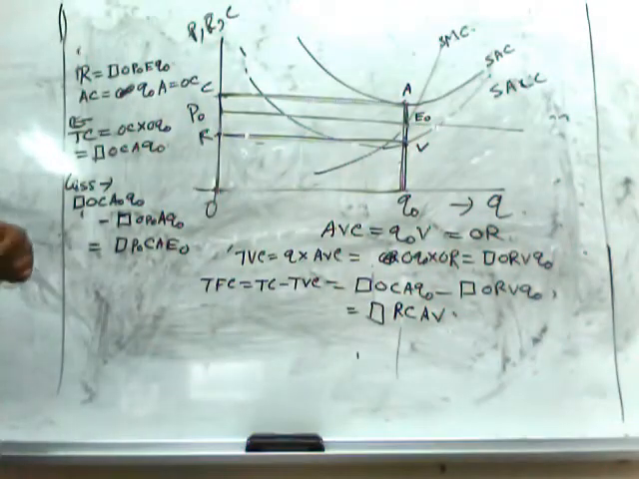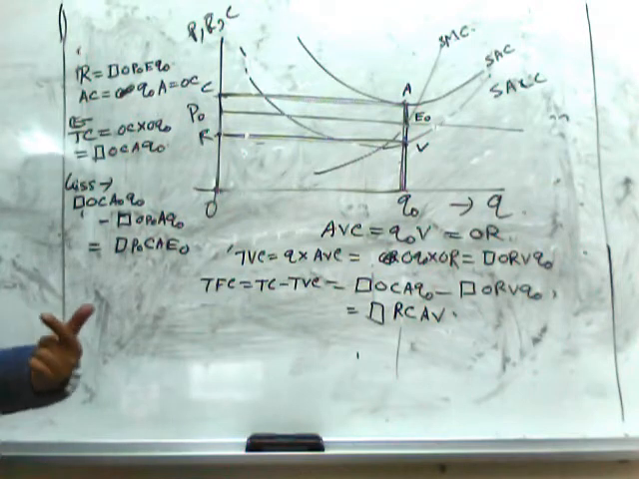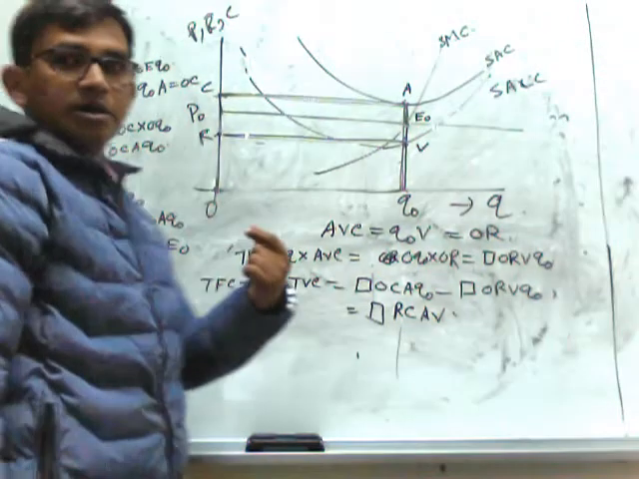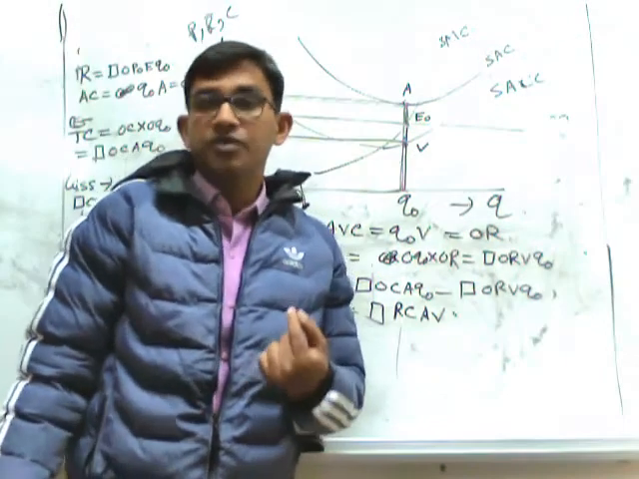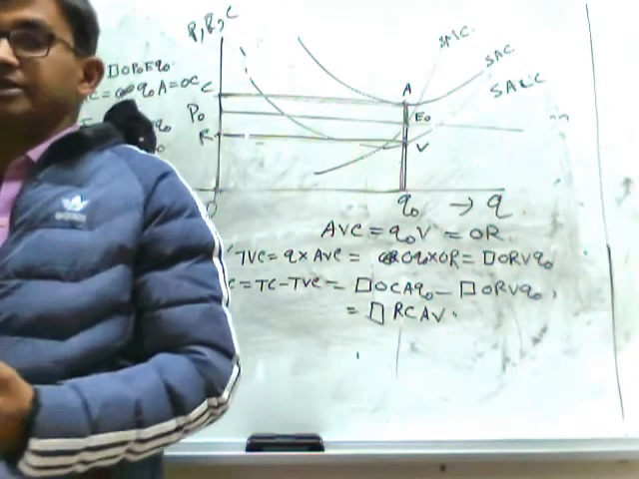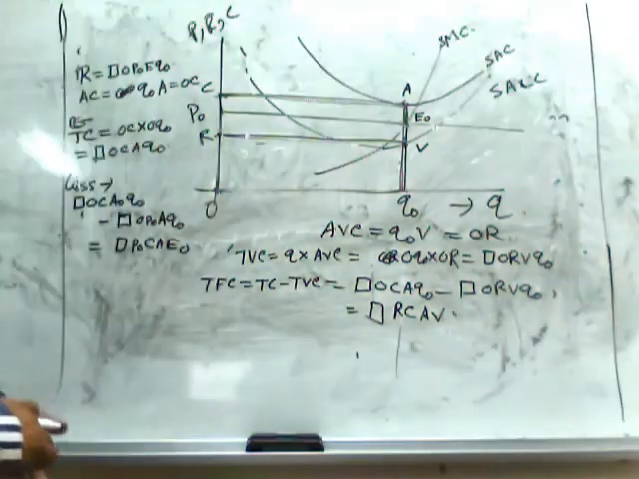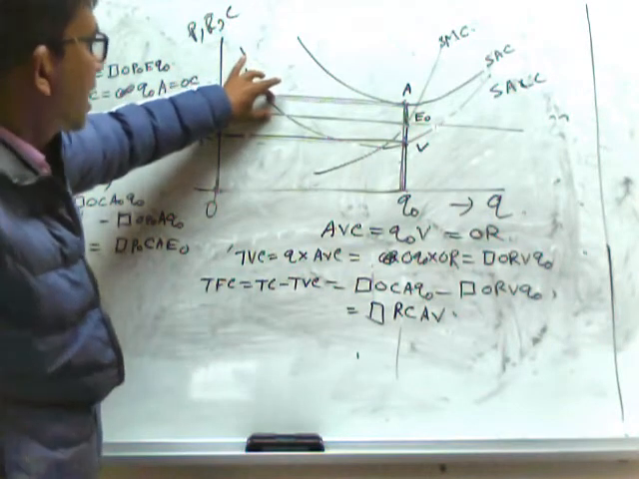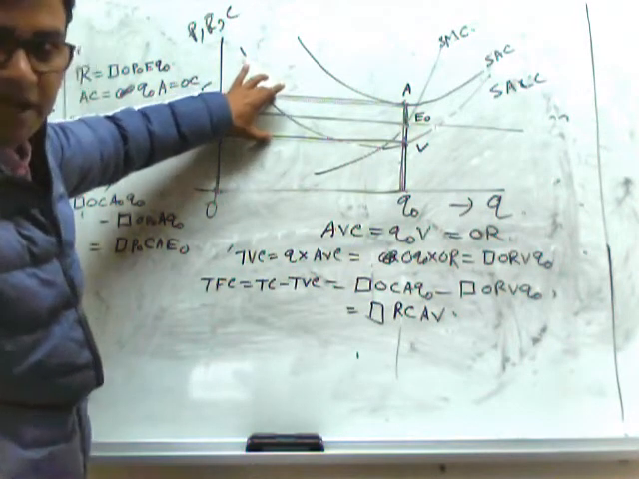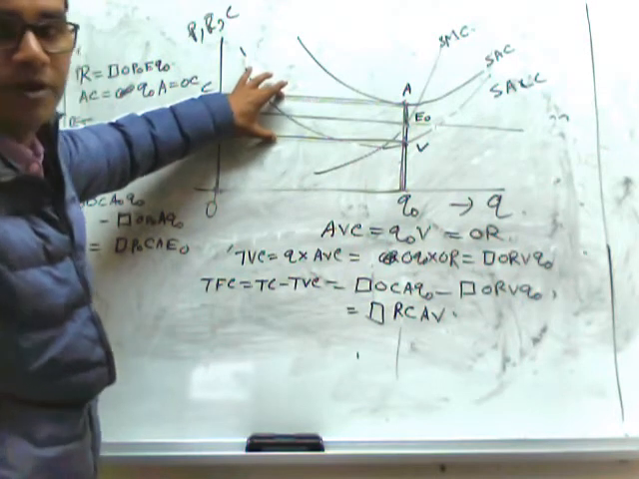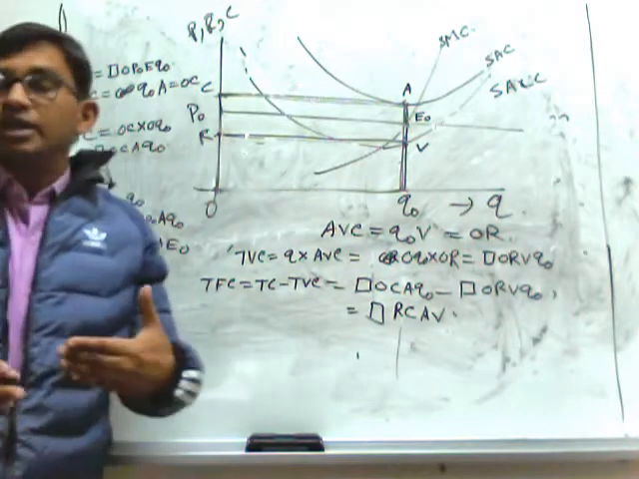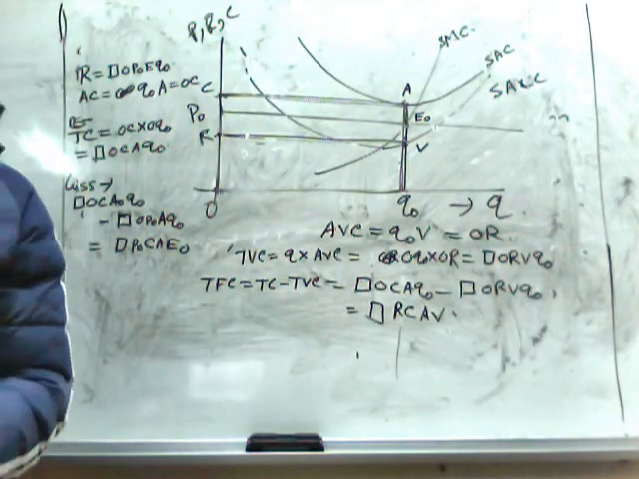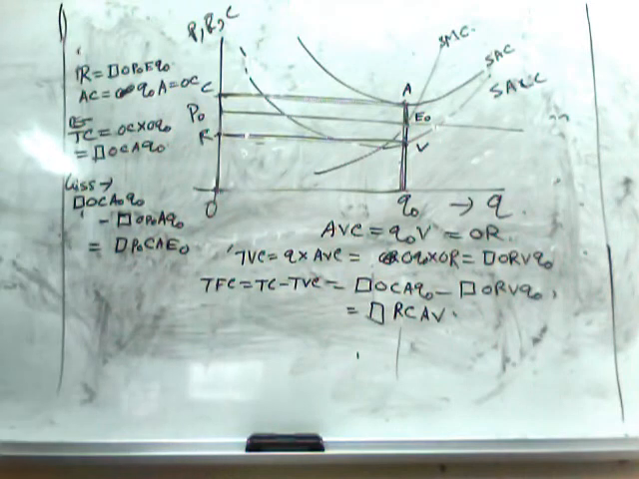So in this case, it will be definitely more logical for the firm to stay in the market, because if it stays in the market, this rectangle will represent its loss, and if it leaves the market, the area of this rectangle will represent the loss. So leaving the market will cause higher loss for the firm. So in this case, it is a better policy for the firm to stay in the market.